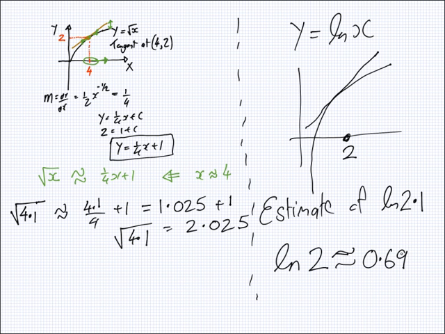Well, let's double check it. Is it roughly 0.69? Right, without using your calculator, by using tangent lines, I want an estimate of log 2.1. And the only thing I'm giving you to help you in your work is I'm telling you what log of 2 is. Okay, try this now.